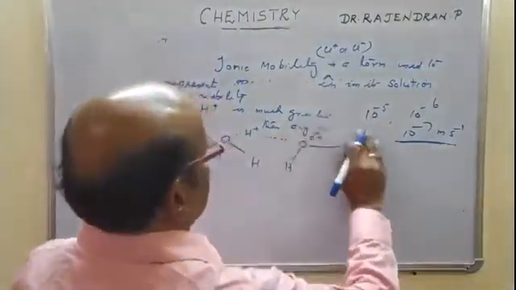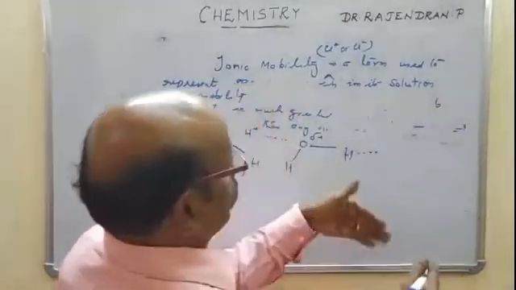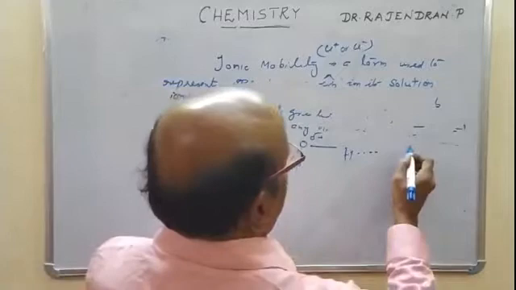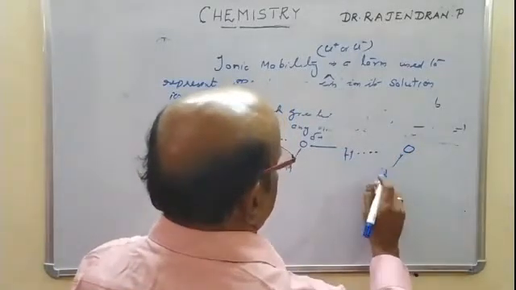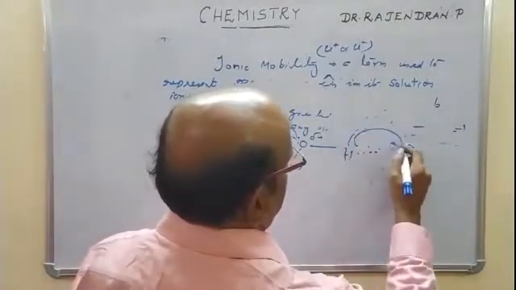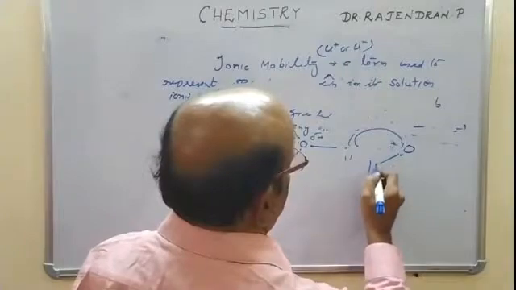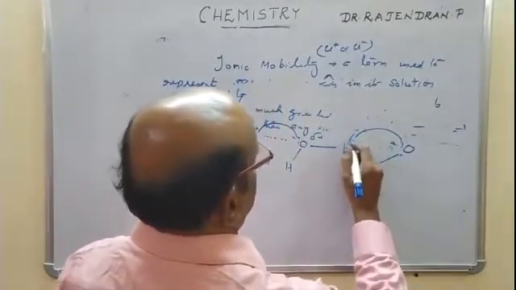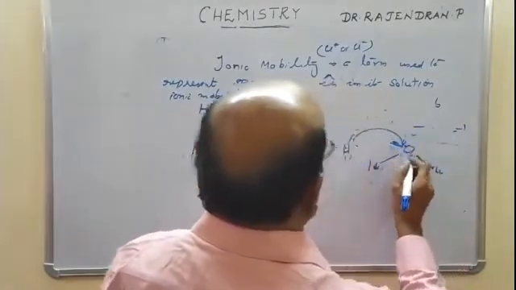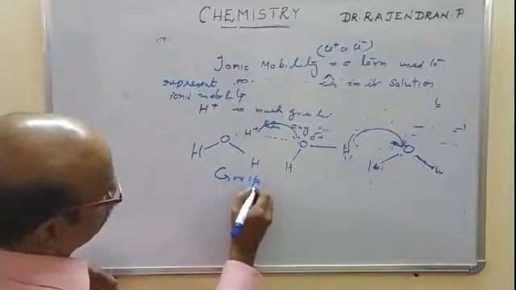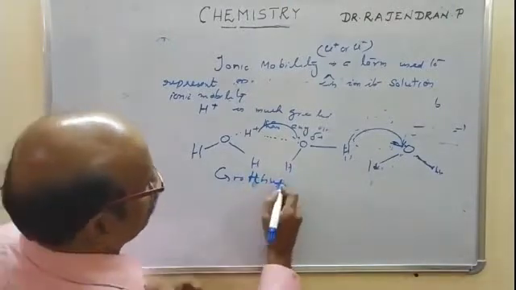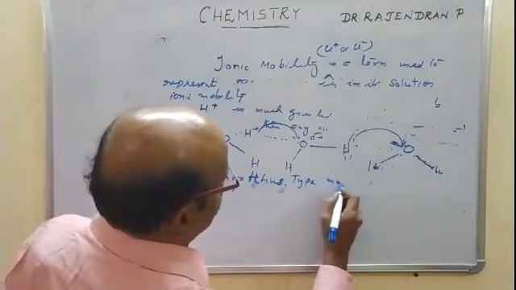And this can then again be transmitted to all the other water molecules like this. Okay, like this. So this is called the Grotthuss type mechanism. I'll explain.